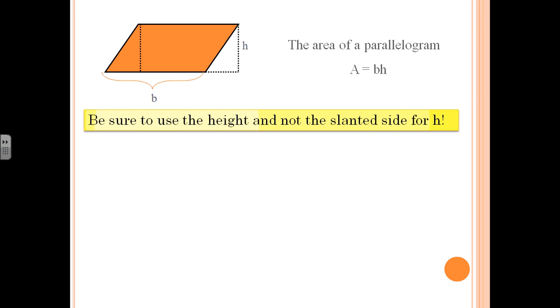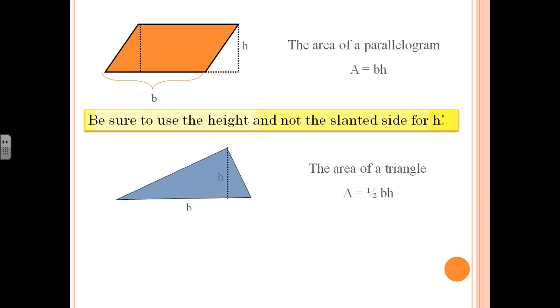Okay, so that's for a parallelogram. Then we have the triangle, which you guys all know, 1/2 base times height for the area of a triangle. Now remember that the height is always going to go down perpendicular to the base. But who was to say that this had to be the base? Maybe that was the base because this was the side given to you.